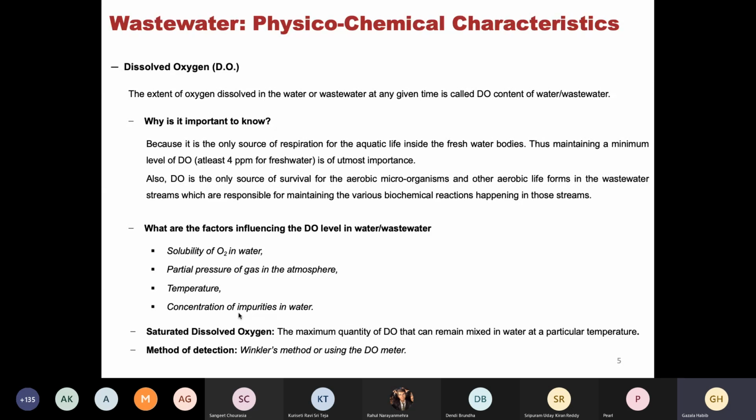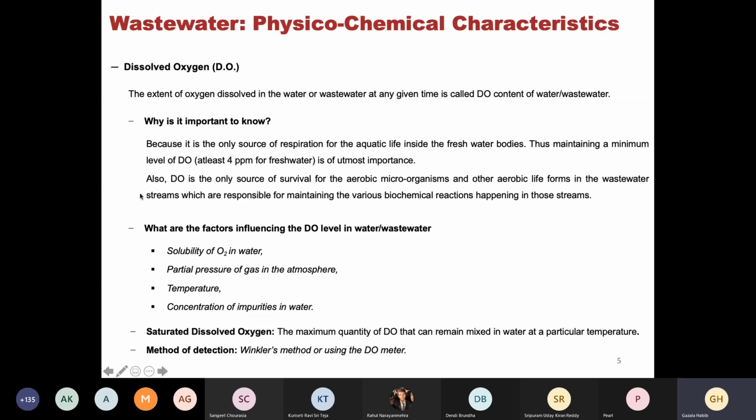Dissolved oxygen. This is a very important property of wastewater. Before disposing the wastewater in a river body, we need to make sure that it should contain a minimum amount of dissolved oxygen so that it will not eat the dissolved oxygen of the river body. And that permissible limit is given.